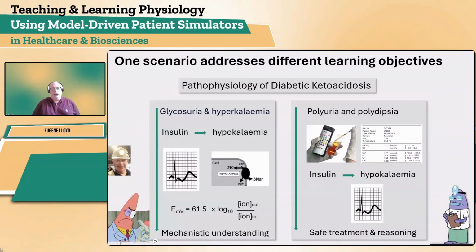So this is another scenario that we use: the pathophysiology of diabetic ketoacidosis. We use this for our medical students and for BSc students, and the underlying processes are slightly different. For our medical students, we don't tell them this is diabetic ketoacidosis. We tell them this is a patient who is known to be diabetic and is producing large quantities of urine and is becoming progressively more unwell.